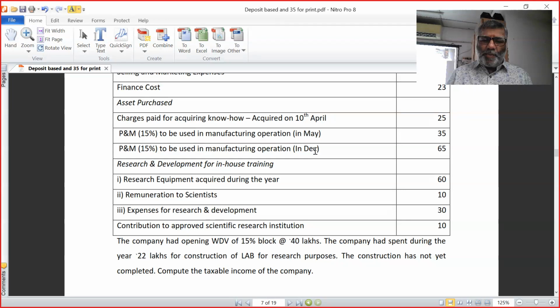The company had spent during the year 22 lakhs for construction of a lab for research purpose. The construction is yet to be completed. Compute the taxable income of the company. Read through the question.